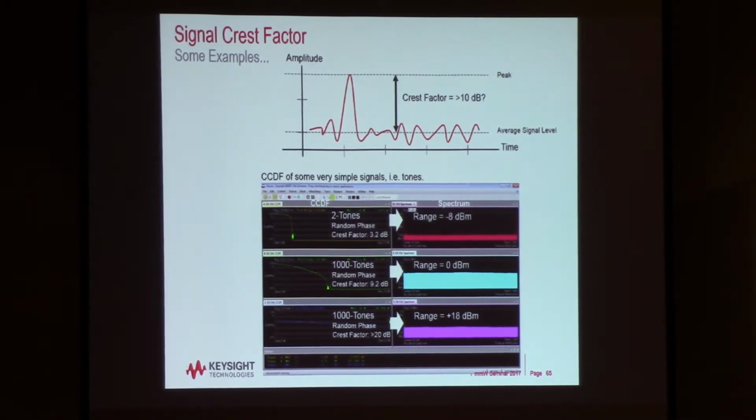Here it's hard to see, but there was one tone over here and there's one tone over there, you can barely see it. And then I said, okay, what happens if we took those 1,000 tones and instead of random phase between each of them, we kept them at constant phase? And now you can see that my CCDF curve, I can't even measure it. The crest factor is much greater than 20 dB. And the range on the analyzer, to measure that without overdriving it for the same total power, I had to set to plus 18 dBm versus the -8 that we started with. So crest factor is an important metric to think about to understand how much dynamic range the signal requires.